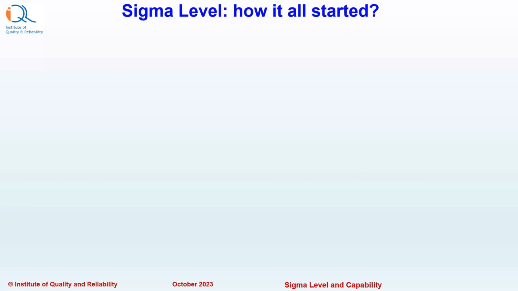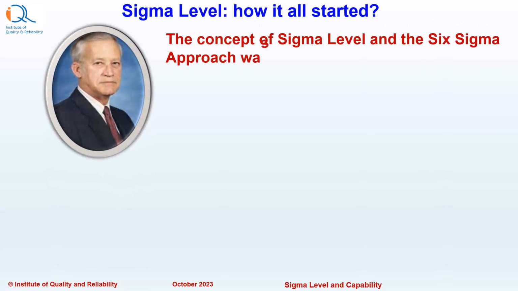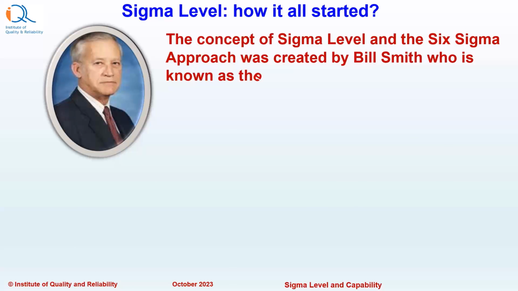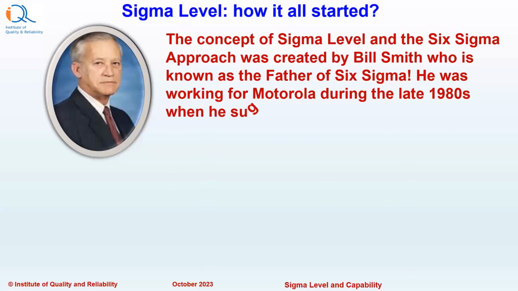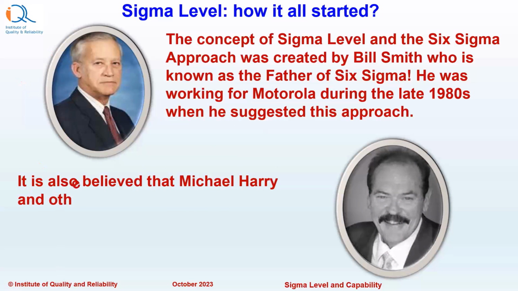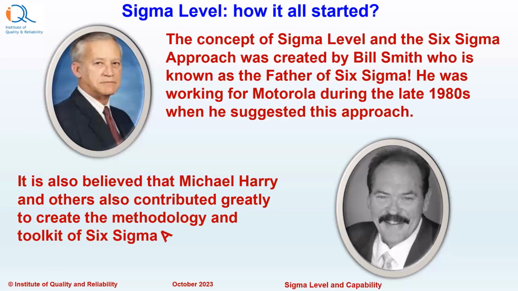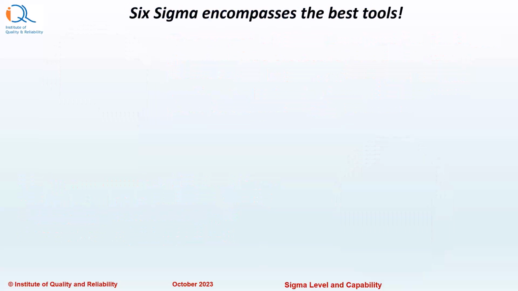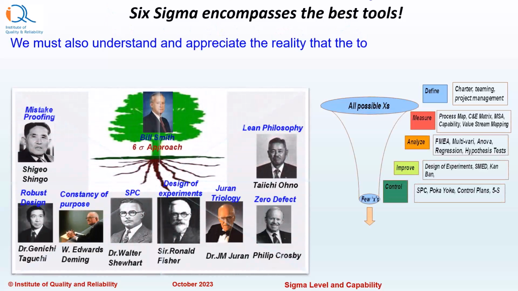Sigma level, how it all started. The concept of Sigma level and the Six Sigma approach was created by Bill Smith, who is known as the father of Six Sigma. He was working for Motorola during the late 1980s when he suggested this Six Sigma approach. It is also believed that Michael Harry and others also contributed greatly to create the methodology and toolkit of Six Sigma approach.